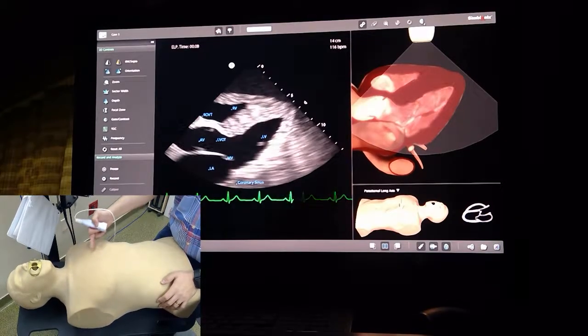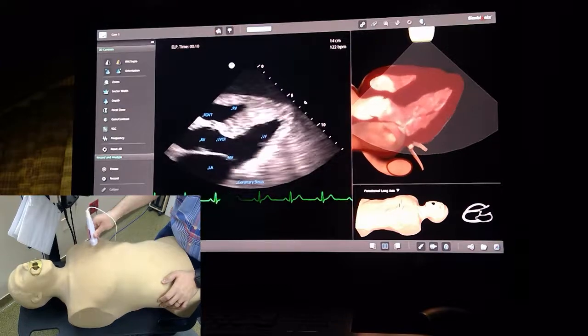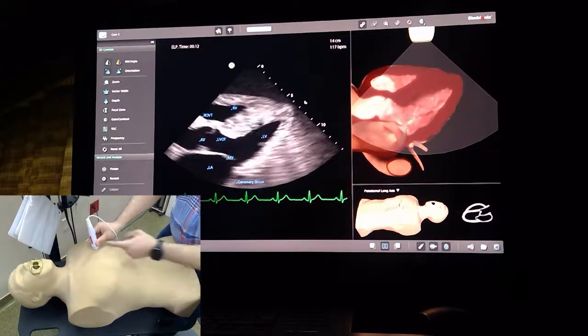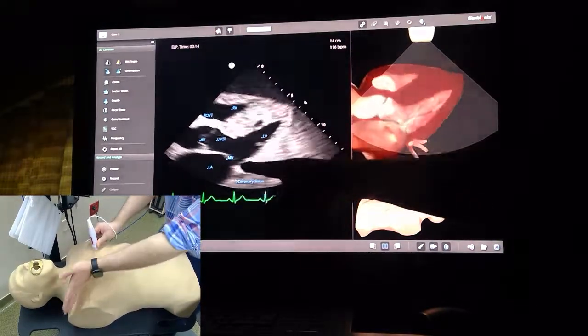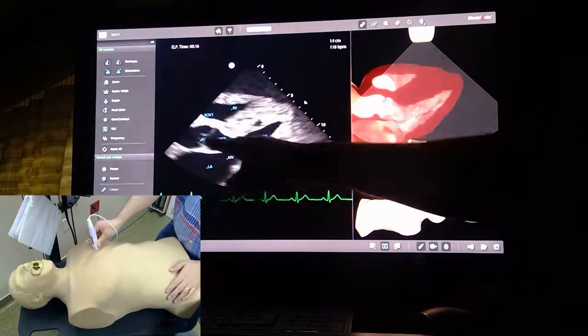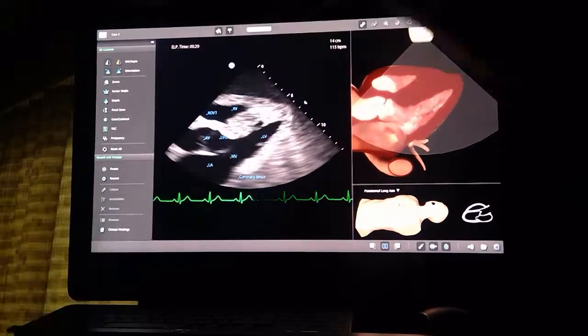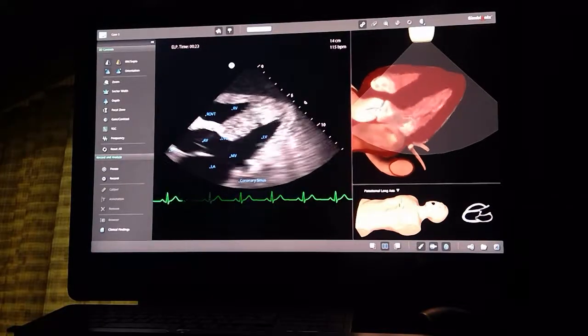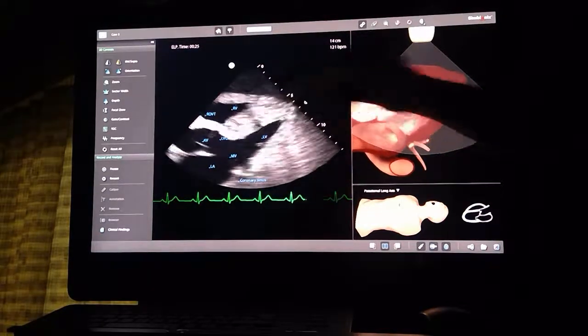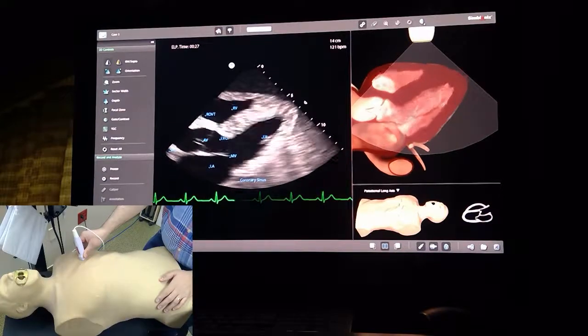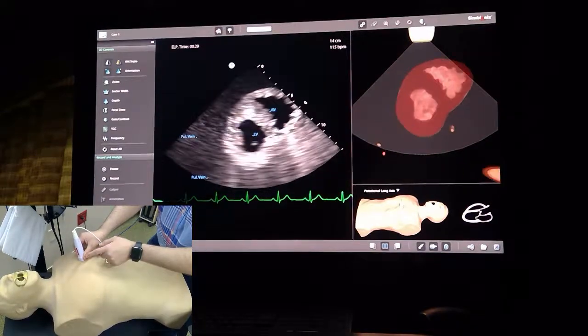Okay, so this is the first view, which is the parasternal long axis view. We see the left ventricle, the left atrium, and the ascending aorta. We can see some part of the right ventricle, which is the RVOT. You can appreciate that the ventricle is pumping really well. All right, let's go to the short axis view.